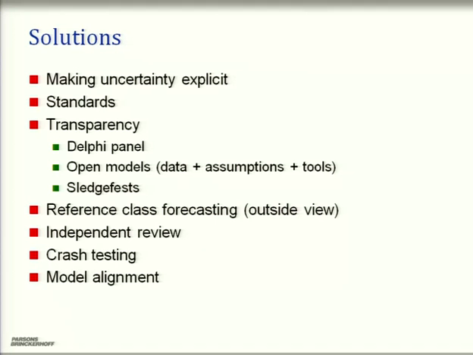It's not highly likely that California's high-speed rail is going to be one-tenth or ten times what it is in other places. So this reference case forecasting puts your project into context with representative projects from other places.